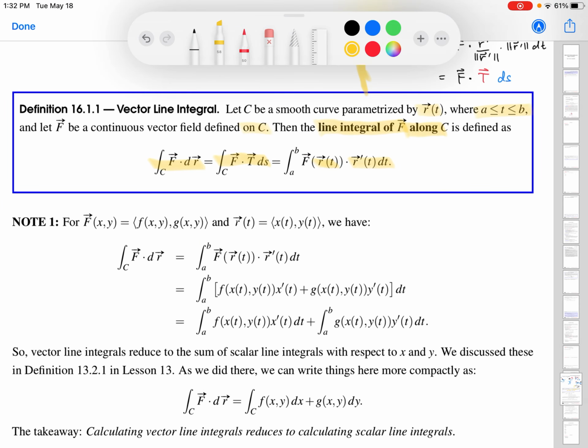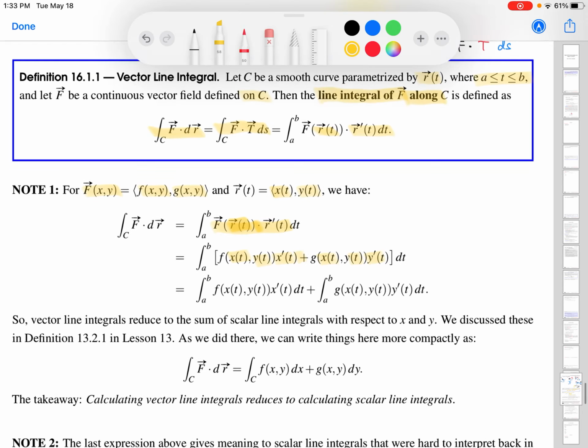So I've written that out mathematically here. Here's your vector field, components f and g. Here's your parameterization. So this dot product is literally plug in your x and y, their parameterizations, for f and g. And then when you do the dot product, you multiply by the derivative of x, that's x prime, and the derivative of y here, that's y prime. Then you add them. That's the dot product step.